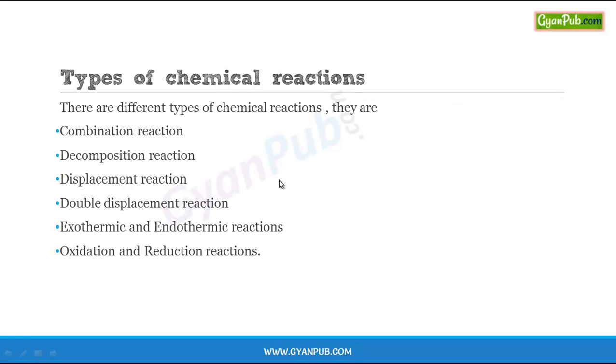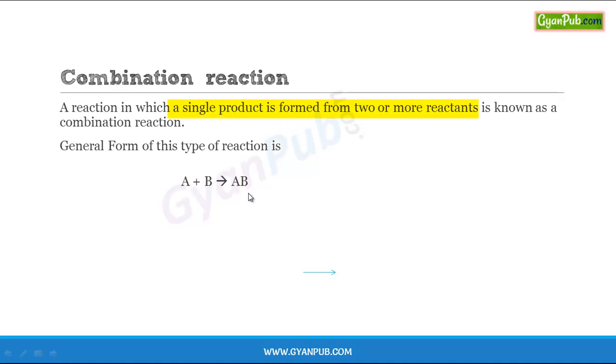So let us discuss these chemical reactions, and now let us discuss the combination reaction. A combination reaction is a reaction in which a single product is formed from multiple reactants. That is, if two or more substances combine together to form a single product, then it is called a combination reaction. The general form of this type of reaction is A plus B gives AB. So A and B combine together to give the product AB.